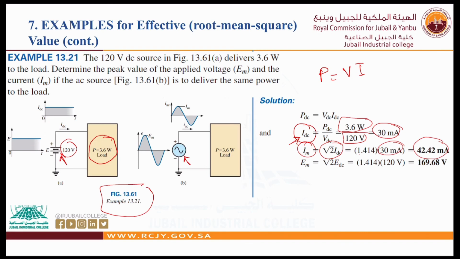Now, for the value of V maximum, I already have the VRMS, which is 120 volts. Multiplied by root 2, it is 169.68 volts. Yes, guys.